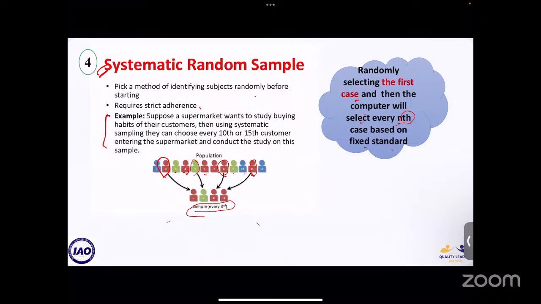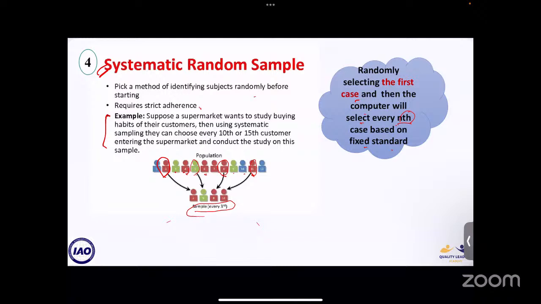Suppose a supermarket wants to study buying habits of their customers. Then using systematic sampling, they can choose every 10th or 15th customer entering the supermarket and conduct a study on this sample. So every time a customer comes into the supermarket, one has to count every 10th customer, and that customer is included in the study. You understand? Okay.